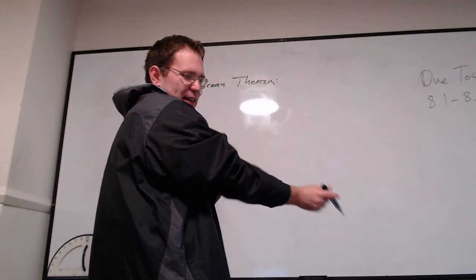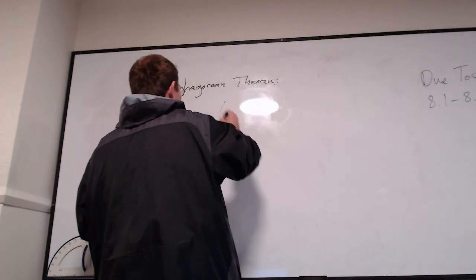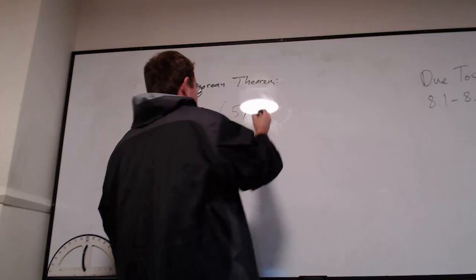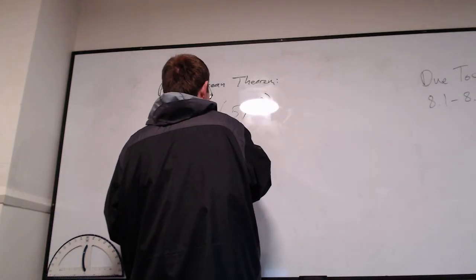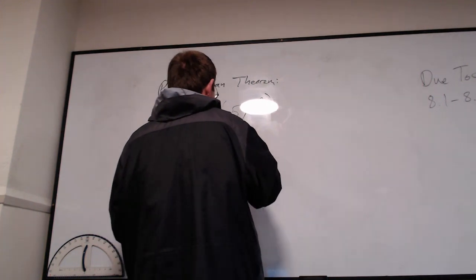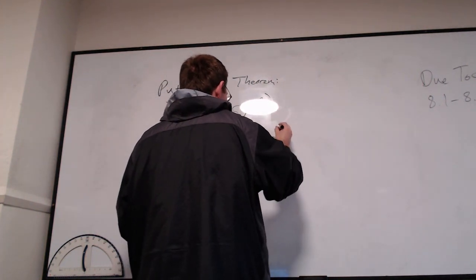So let's see if we can find the distance between these 2 points. The first one is (5, 8), and the second one is (7, -2).